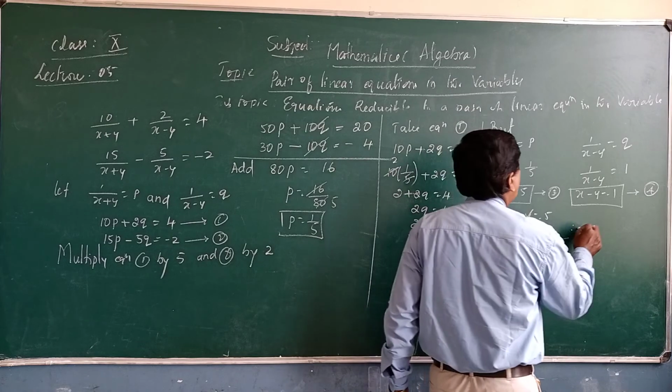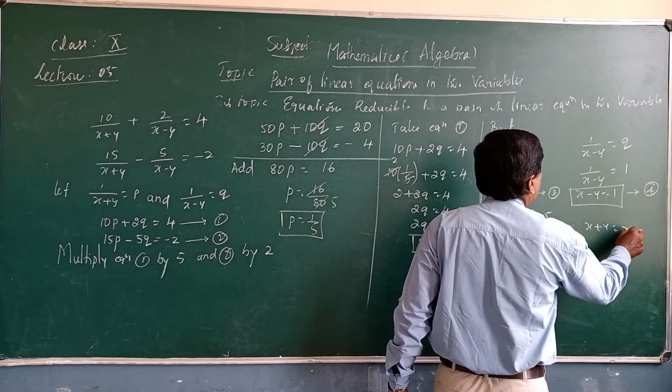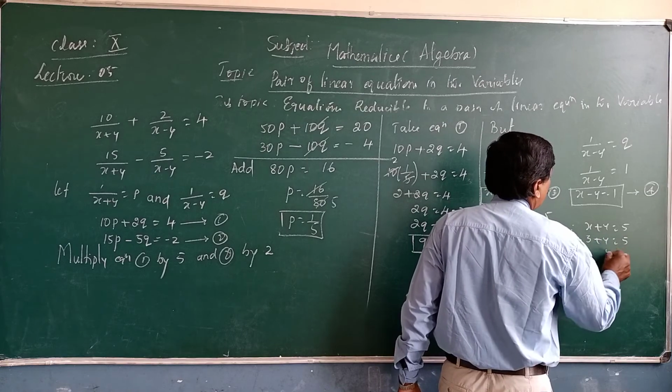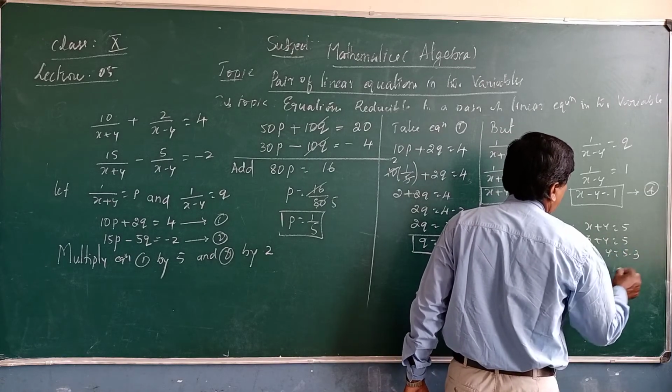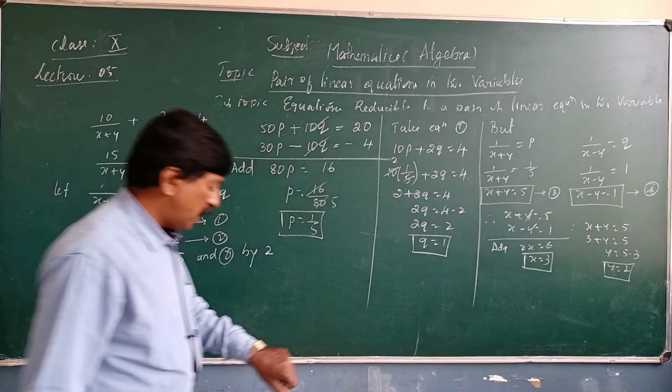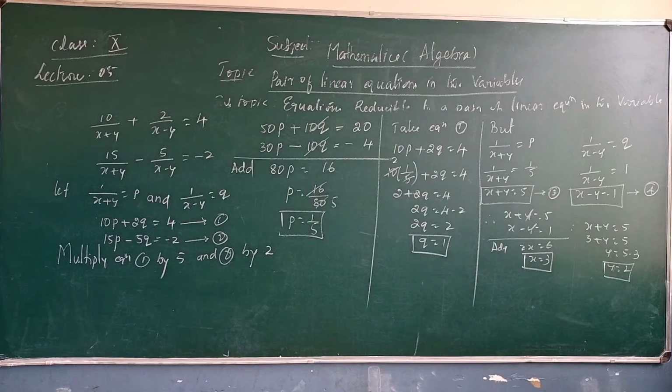Now, we know that x plus y is equal to 5. So 3 plus y is equal to 5. Y is equal to 5 minus 3. So y is equal to 2. We got x value as well as y value. Once again look here. Very interesting one.